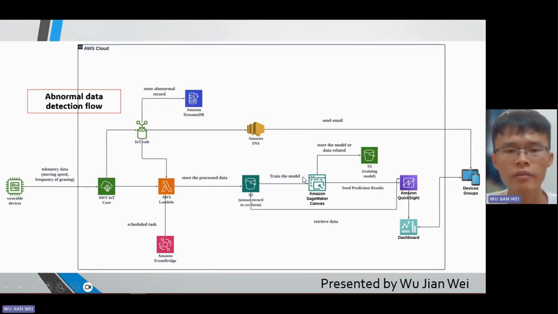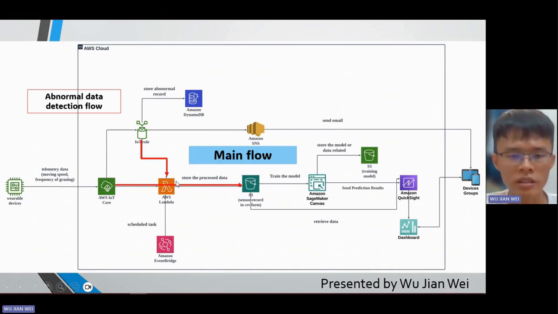Now let's discuss the main flow. Concurrently, another IoT rule forwards all incoming messages, regardless of normal or abnormal records, from AWS IoT Core to AWS Lambda. Inside AWS Lambda, there's a function we created that converts incoming JSON formatted data to CSV files. Once converted, these CSV files are stored inside an Amazon S3 bucket to serve two purposes.